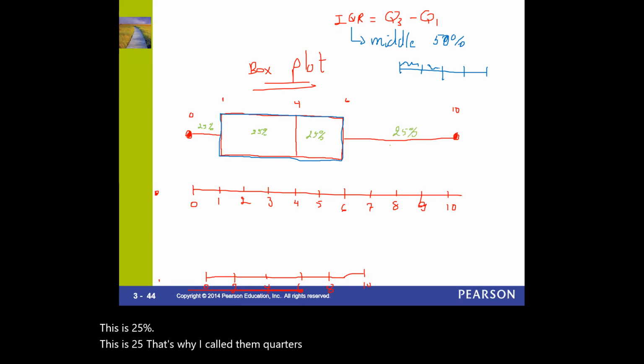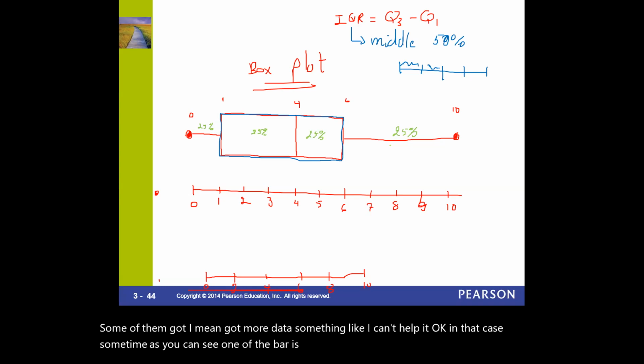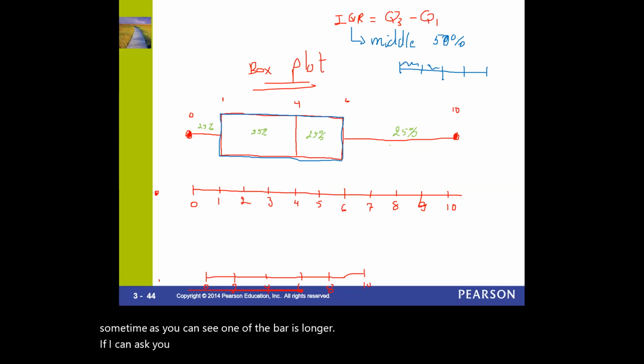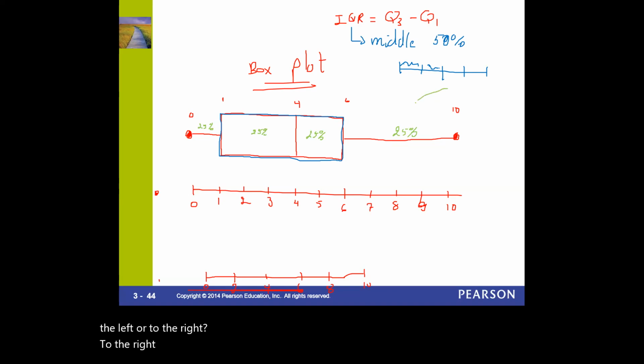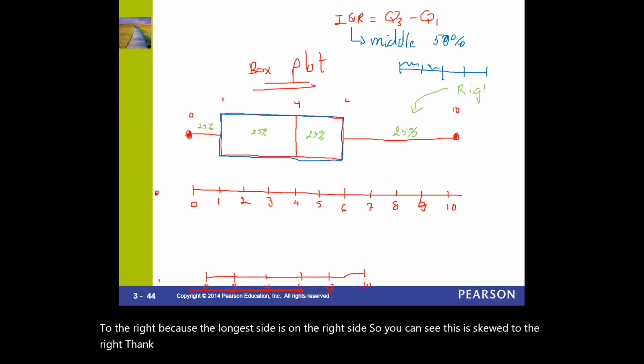They look uneven, but some of them just have more data. It can happen. In that case, as you can see, one of the bars is longer. If I ask you, is it skewed to the left or to the right? Because one of them is shorter than the other one. What would you say? To the right, because the longest side is on the right side. So you can say this is skewed to the right. Okay, thank you very much.